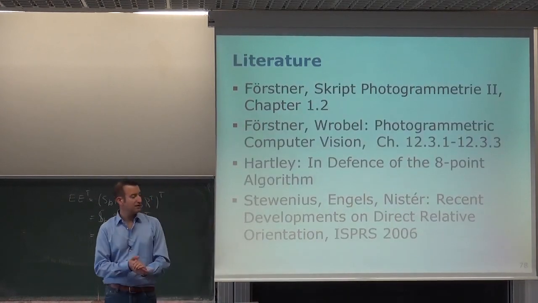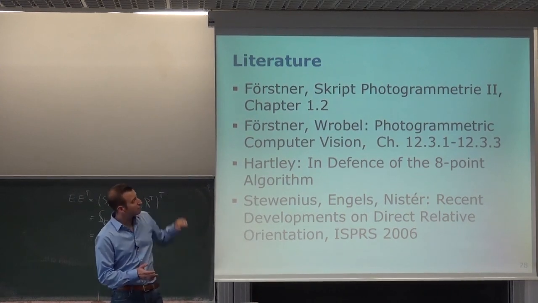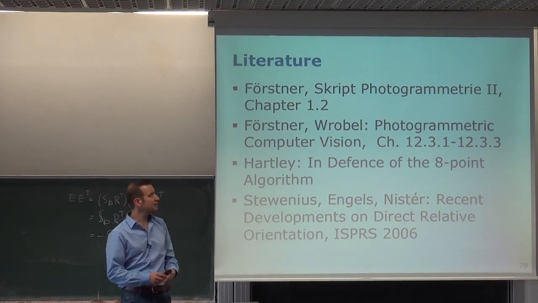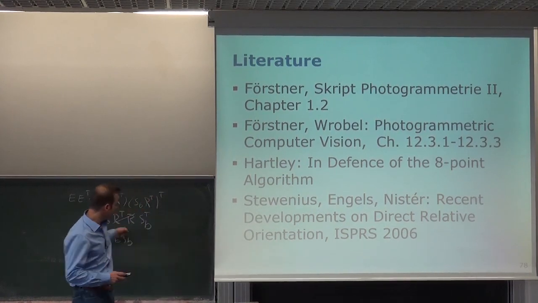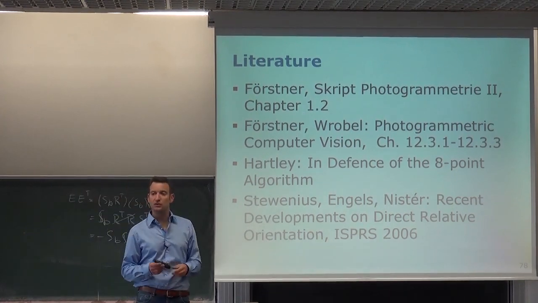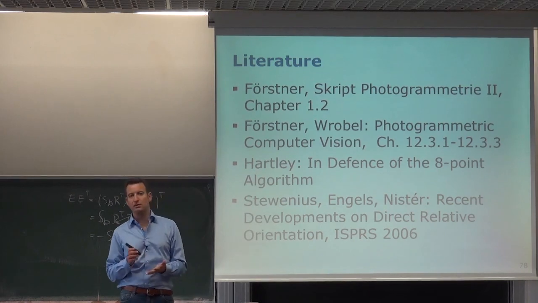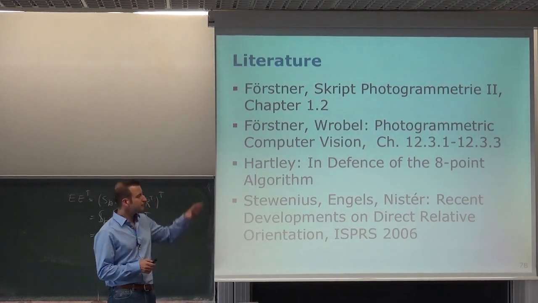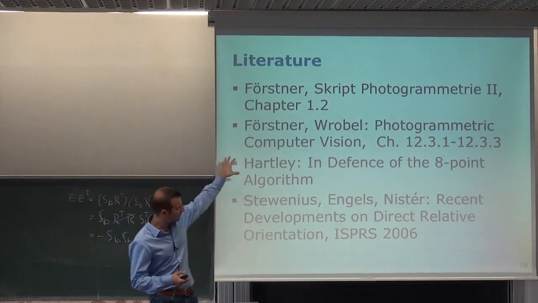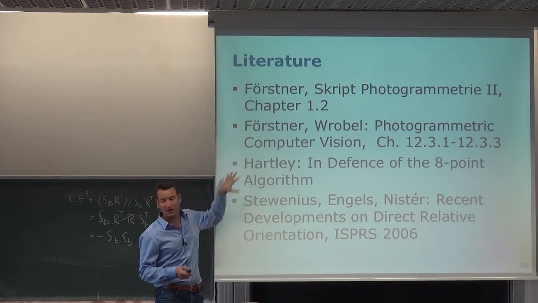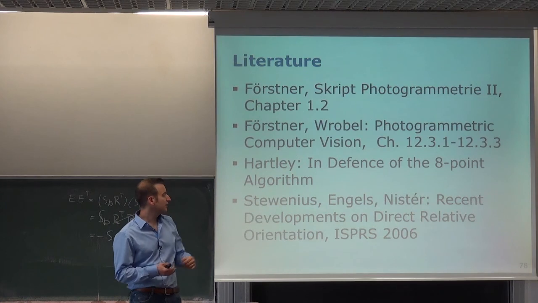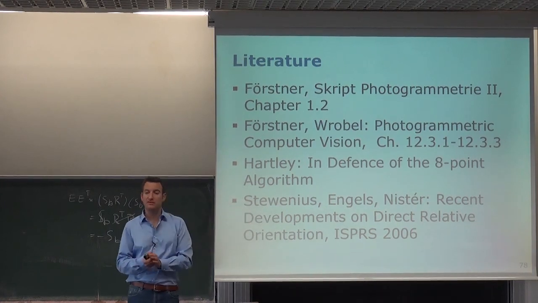That's it from my side. Again, regarding the key references, the photogrammetry script of Wolfgang covers everything that I did here. Some things even in slightly more detail, like how we continue here and show that the essential matrix has only two identical non-zero singular values, and the references to an approach which says how good the 8-point algorithm actually is if you don't have outliers, and the 5-point algorithm.